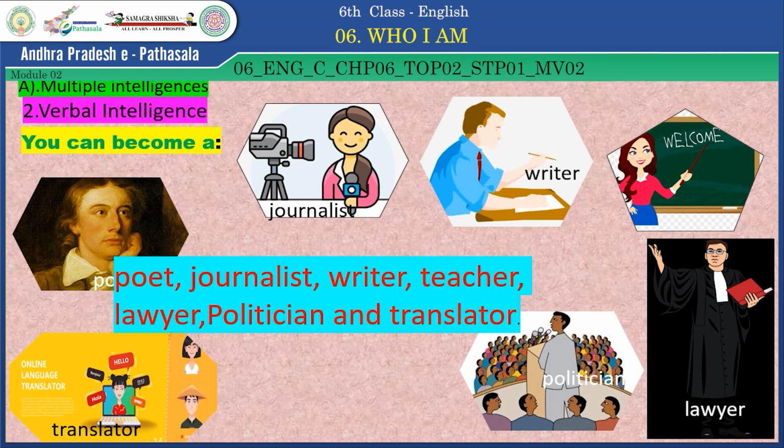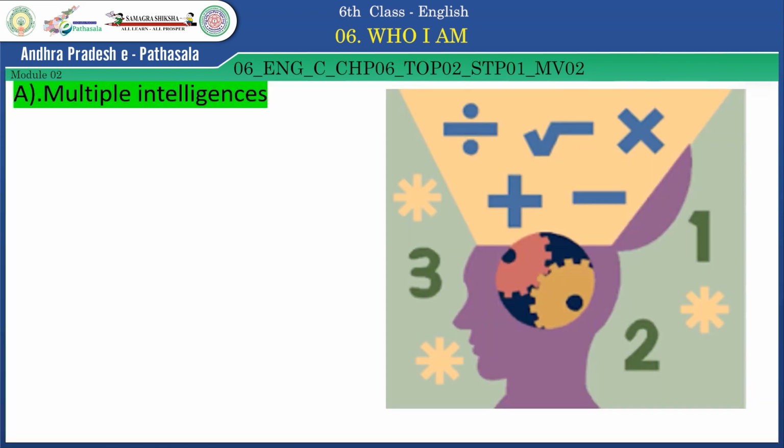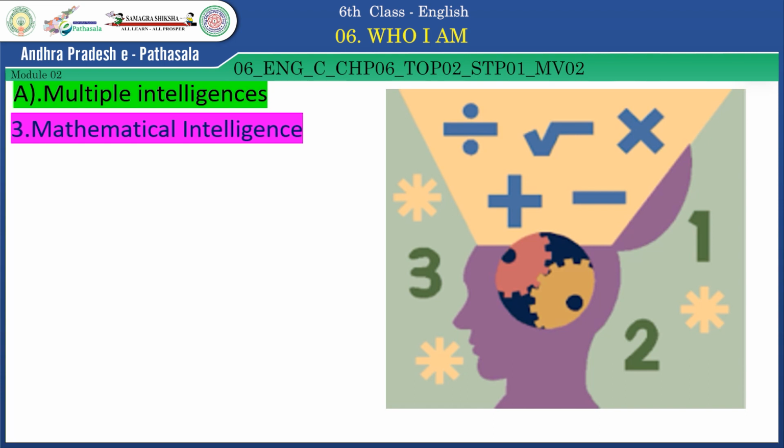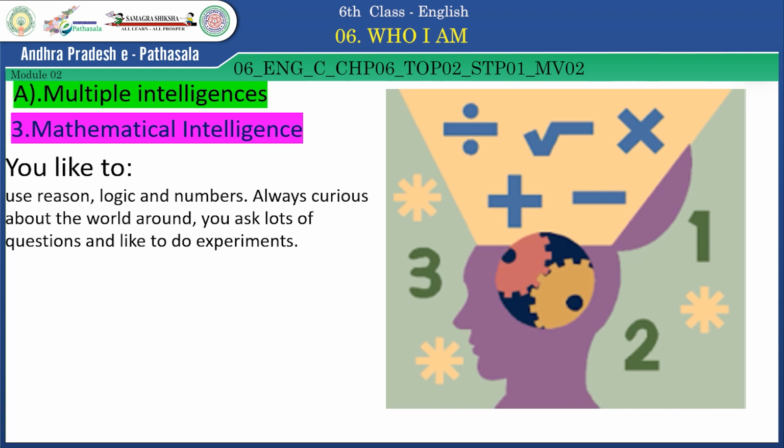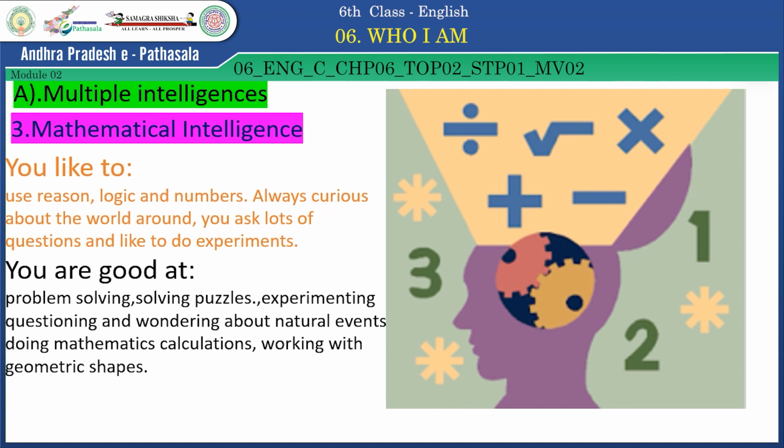Children, let's move to the third one, mathematical intelligence. You like to use reason, logic, and numbers. Always curious about the world around. You ask a lot of questions and like to do experiments. You are good at problem solving, solving puzzles, experimenting, questioning, and wondering about natural events, doing mathematical calculations, working with geometric shapes.